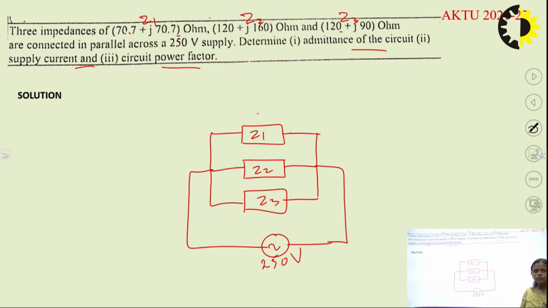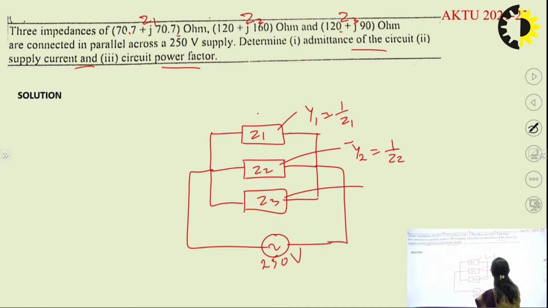And now you have to find out the admittance. So how will you find the total admittance? First you find the admittance of this, that is Y1. Y1 will be equal to 1 upon Z1. Similarly, admittance of this, that is Y2, is equal to 1 upon Z2. And admittance of this, that is Y3, is equal to 1 upon Z3.